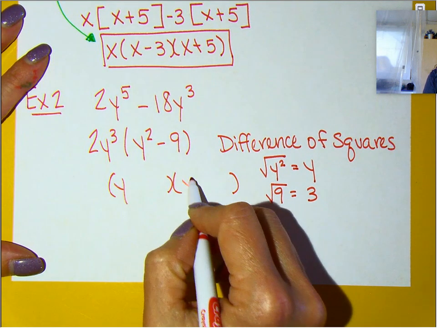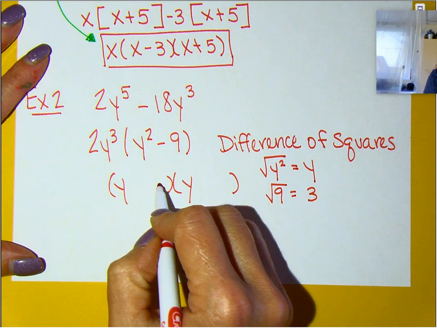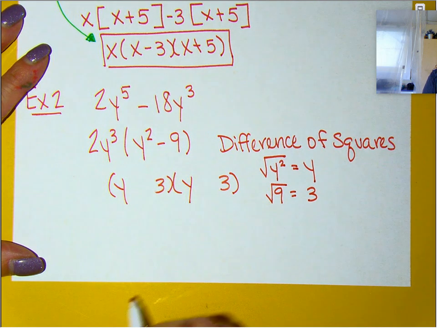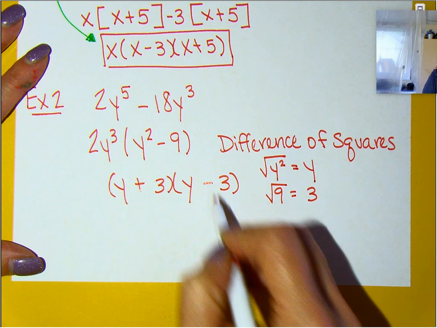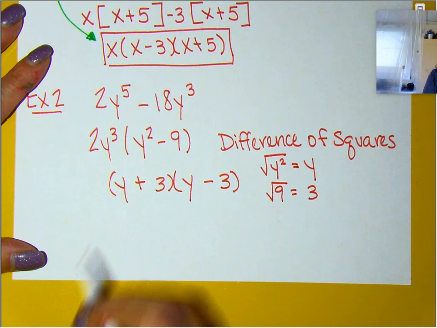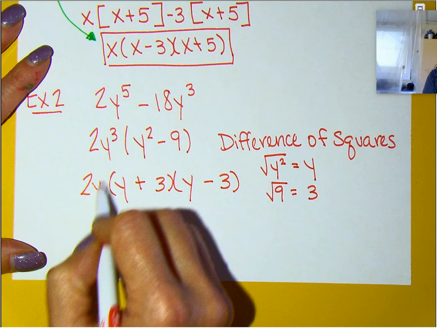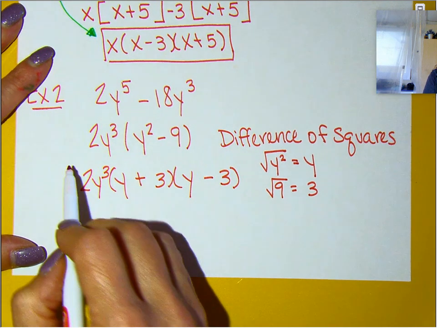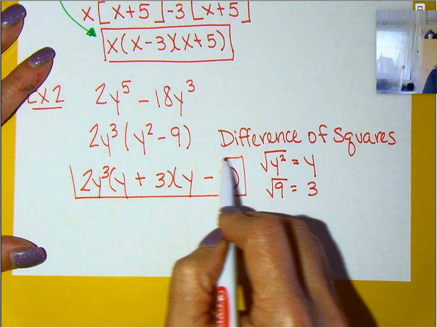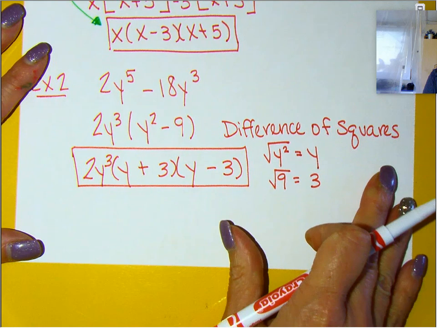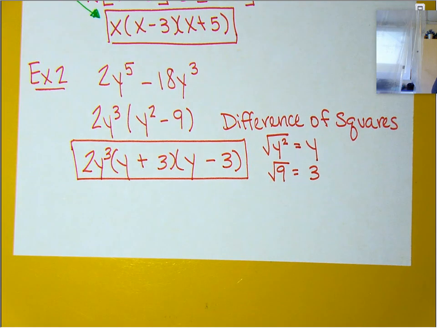Y goes at the front of both. 3 goes at the back of both. And then one's plus and one's minus. And that's how you factor a difference of squares. Don't forget to bring down your 2y cubed. Difference of squares only works if it's a perfect square. So if you have y squared minus 7, you would not factor it any further. It only works when you've got a perfect square.